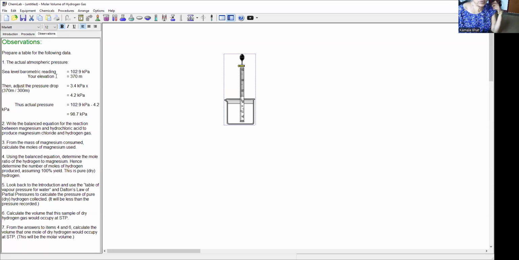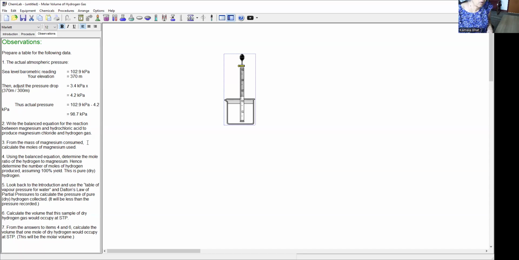The actual atmospheric pressure is 102.9 kPa. That's from a barometer. You subtract 4.2 kPa because this experiment is calculated under elevated conditions, and it gives you 98.7. You write the balanced equation, which is found in the introduction, and convert from the mass to the moles.